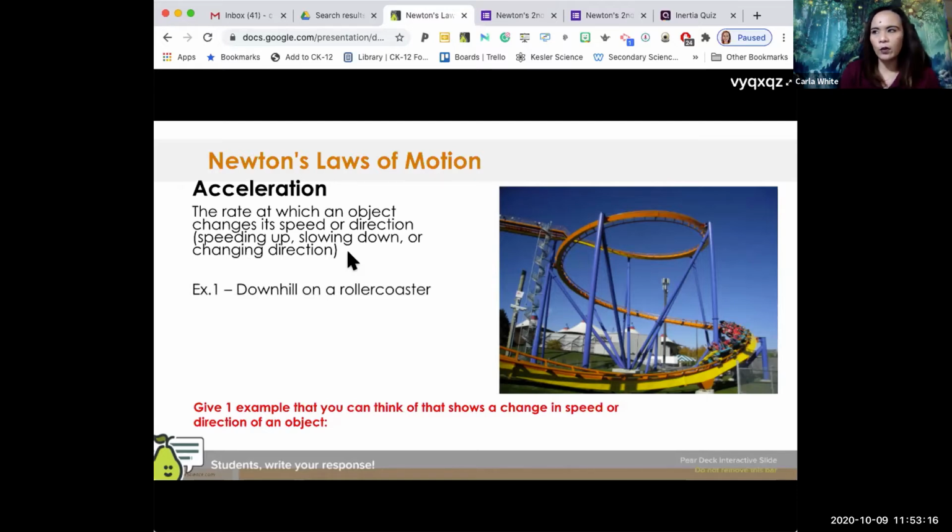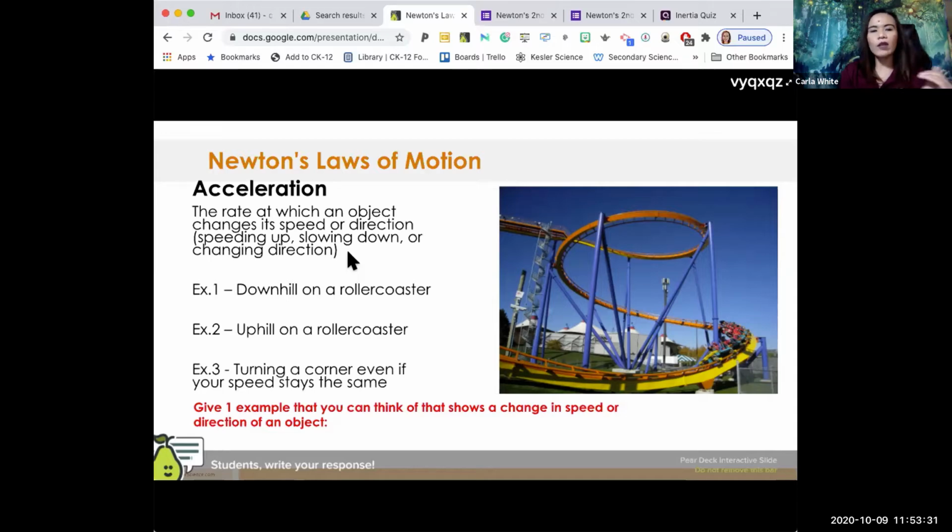And here are some examples. Going downhill on the roller coaster is an example of acceleration, and when you go uphill on the roller coaster, that is another example of acceleration. Or when you're turning a corner, even if the speed of the roller coaster is the same, it is still considered an example of acceleration.